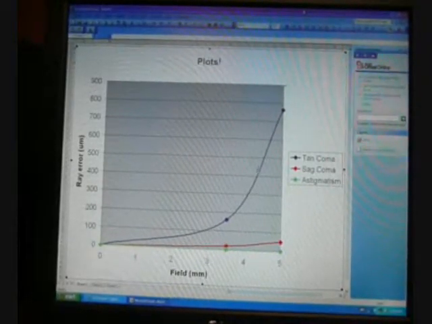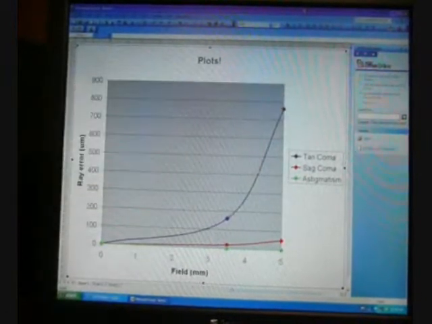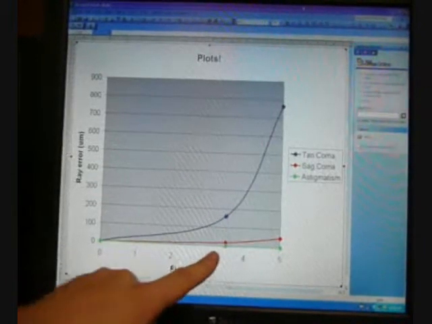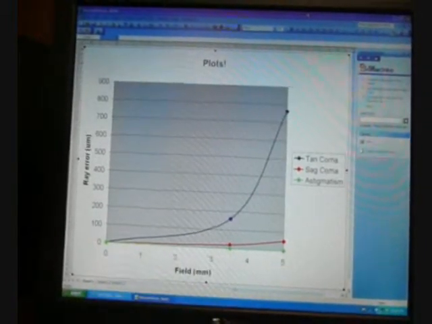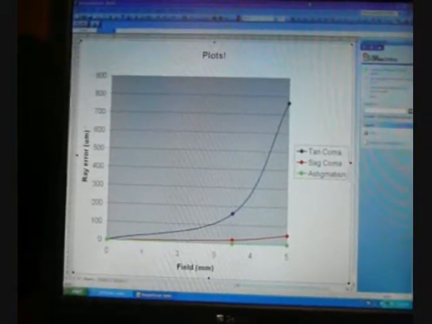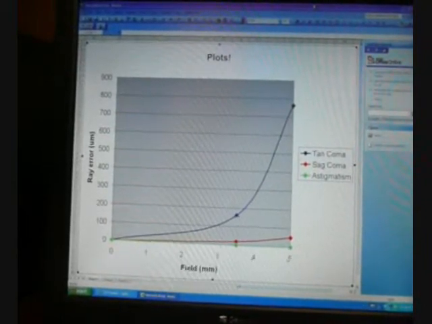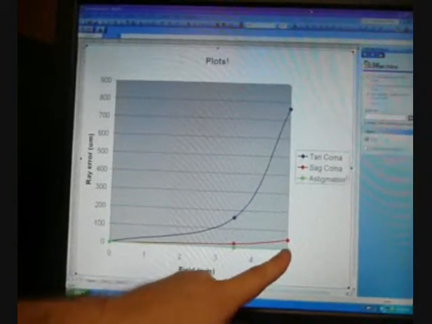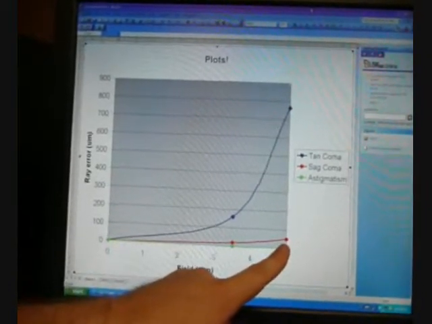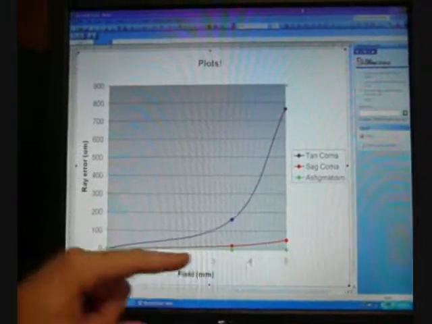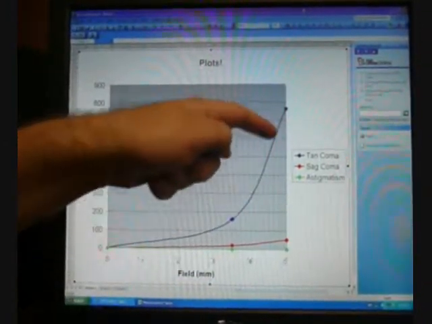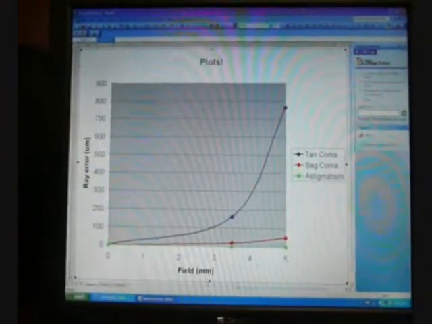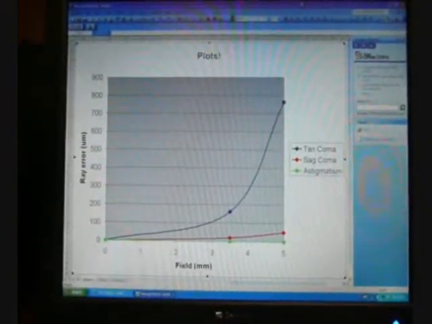Okay, so here are our plots. The blue line, the most dramatic one, is our tangential coma. The red one beneath that is sagittal coma, and then going along at 0 along the x-axis is astigmatism in green. As we said before, our astigmatism was not measurable. We couldn't measure any, so that's why it's going along 0. Sagittal coma was very small, as we expected. We explained that before, so it just barely goes up. And the blue line, the tangential coma, follows the parabolic shape that we expect from tangential coma, which is good.